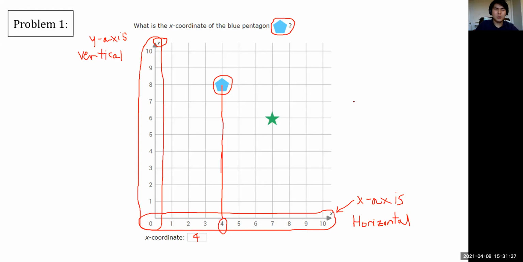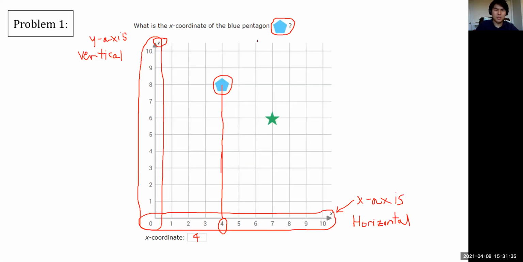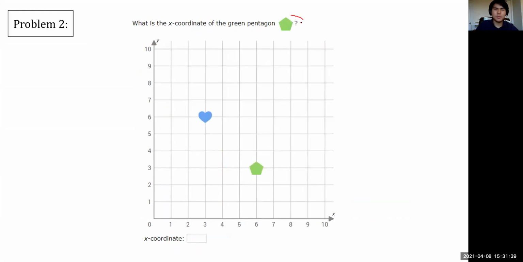Let's now move on to problem 2. What is the x-coordinate of the green pentagon? So this is similar to what we did in problem 1, finding the x-coordinate of a shape. The green pentagon is right here in the coordinate plane. Since it is asking us for the x-coordinate, we again need to look at the x-axis.